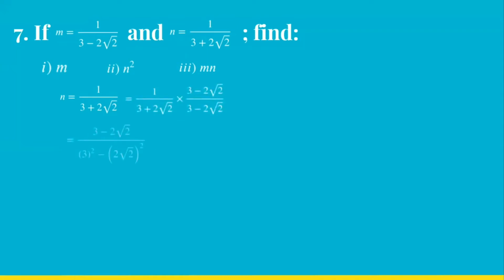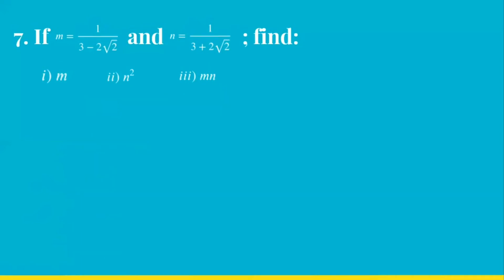Multiply. Numerator is going to be 1 into 3 minus 2 root 2, which is 3 minus 2 root 2. A plus b into a minus b is a square minus b square. 3 square is 9. 2 root 2 square is 8. Denominator is going to be 1. So 3 minus 2 root 2 is the value of n.